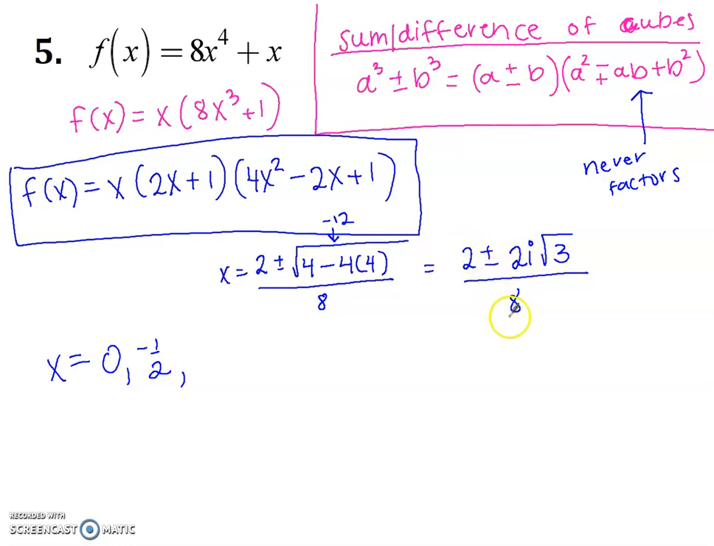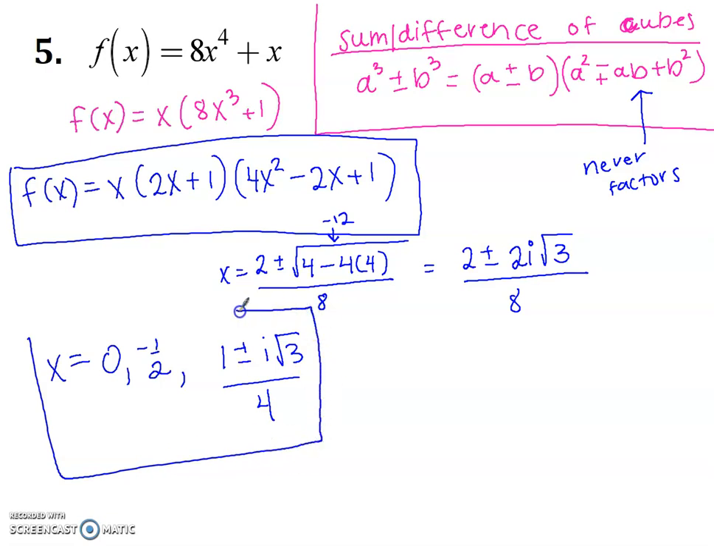Now that I want to look at these three parts, I can reduce them. I can divide them all by 2. So when I reduce that, that's going to give me 1 plus or minus i root 3, all over 4. Okay, and that'll be my 4 zeros. 1, 2, the 1 plus is 1, the 1 minus is the last one.